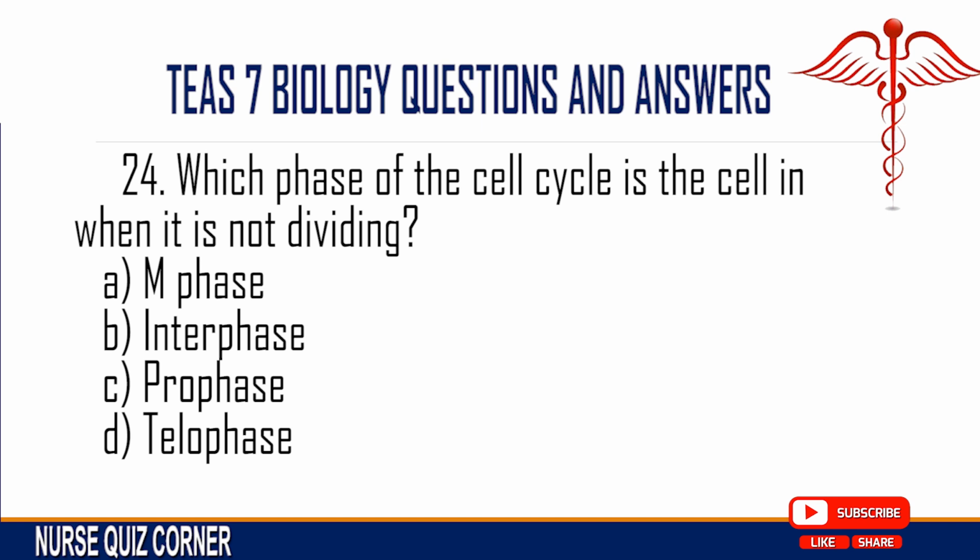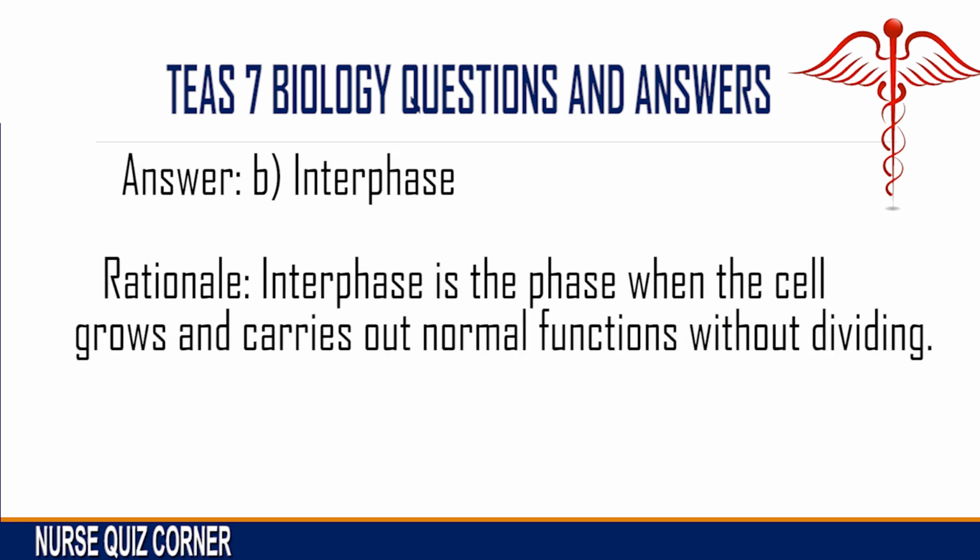24. Which phase of the cell cycle is the cell in when it is not dividing? A. M phase. B. Interphase. C. Prophase. D. Telophase. Answer: B. Interphase. Rationale: interphase is the phase when the cell grows and carries out normal functions without dividing.